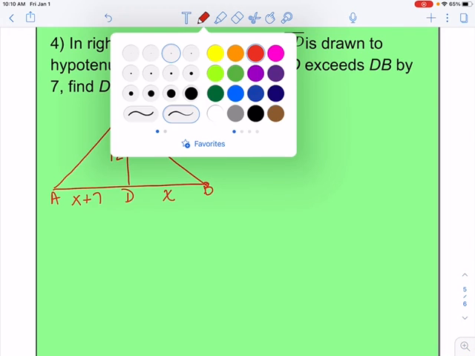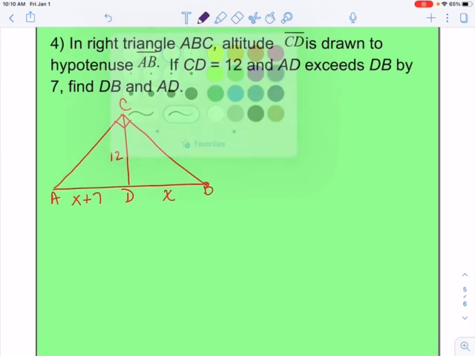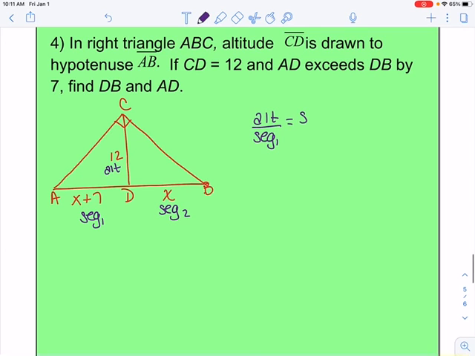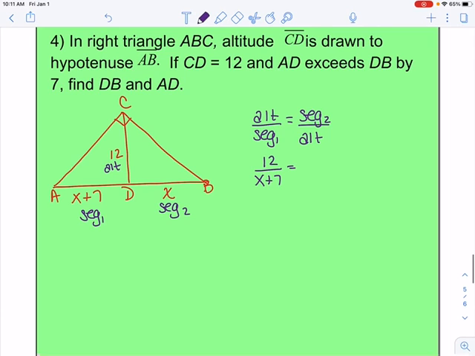Now I'm going to have to solve here. If I go back and look, this is my altitude, and this is segment 1, and this is segment 2. I'm going to use the very first proportion: altitude over segment 1 is going to equal segment 2 over the altitude. Our altitude here is 12. Segment 1 is X plus 7. Segment 2 is X, and again, our altitude is 12.